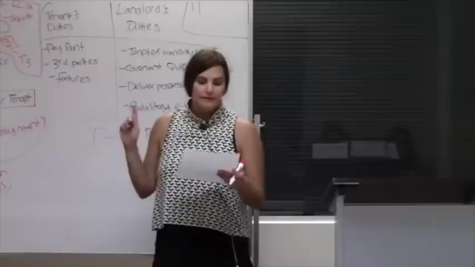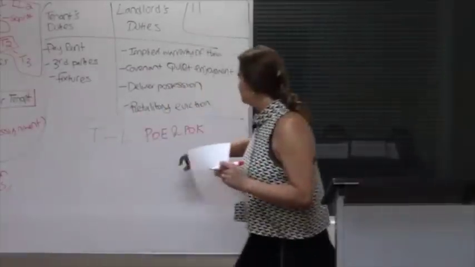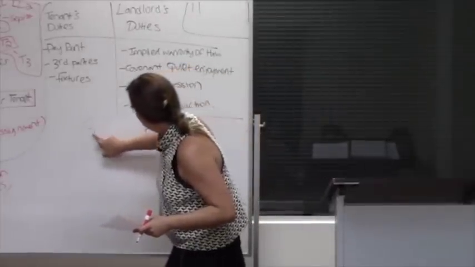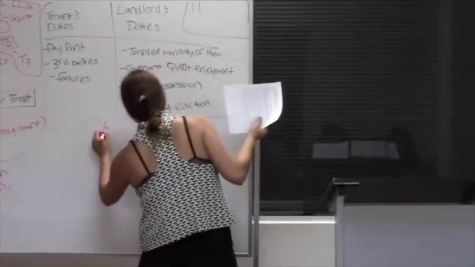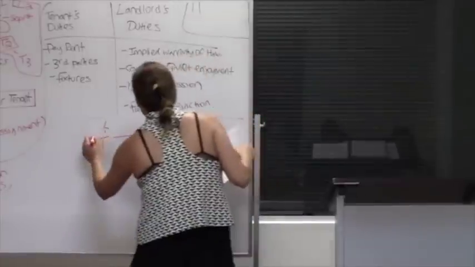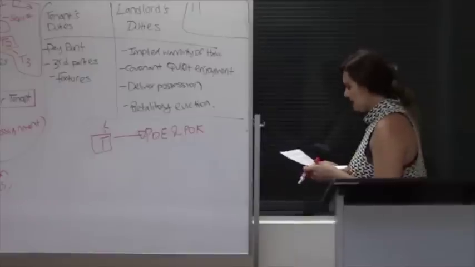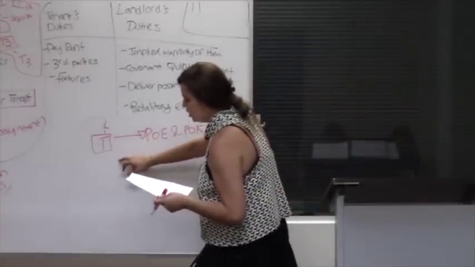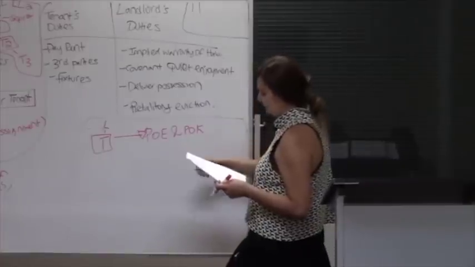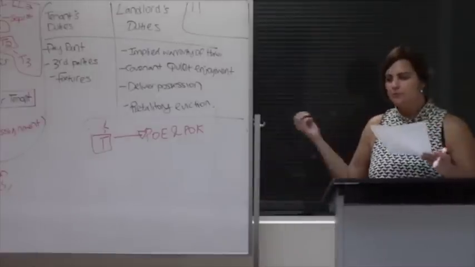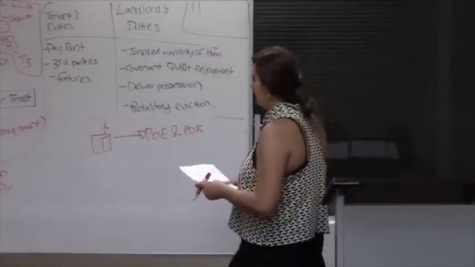However, once a valid assignment occurs, the original tenant, let's do it like this, L to T. Okay? Once a valid assignment, you assign your entire right to the property. The original tenant no longer has privity of estate with the landlord and cannot occupy the premises any longer. I'm going to email this to you, so if you want to write it down, fine, but I think just try and digest it.